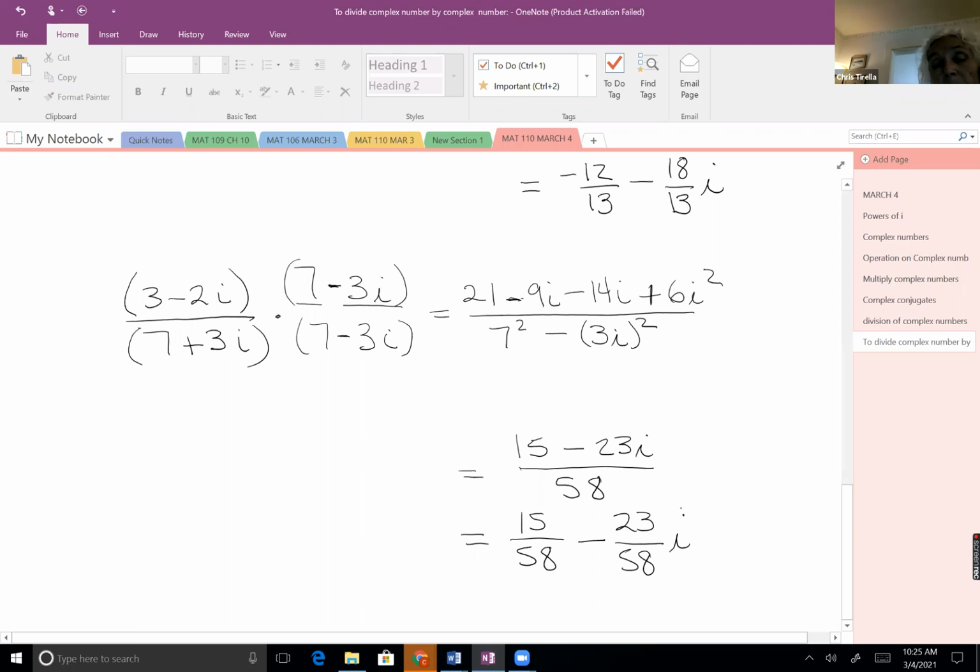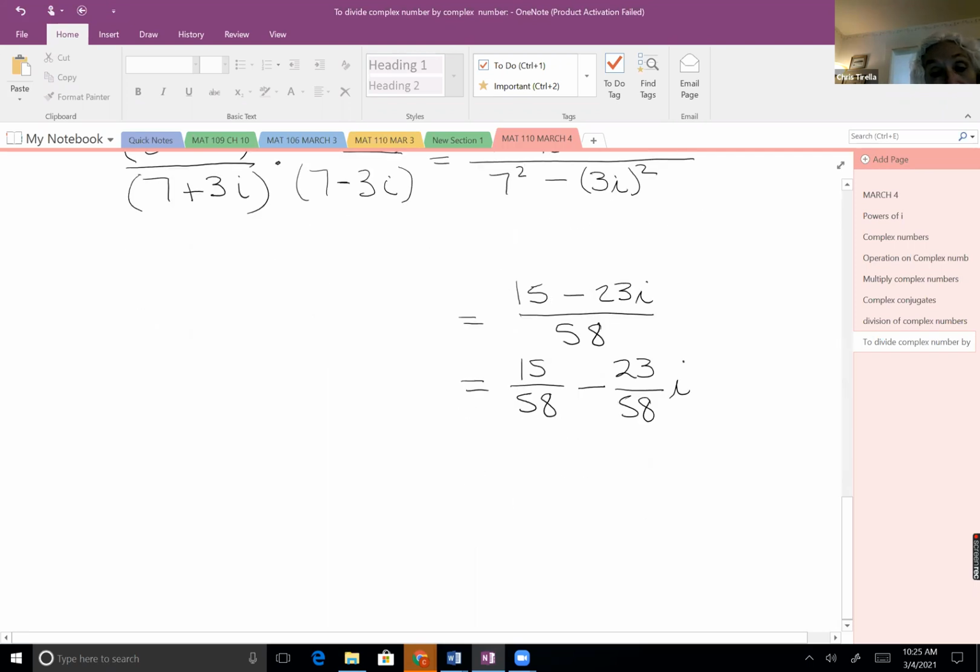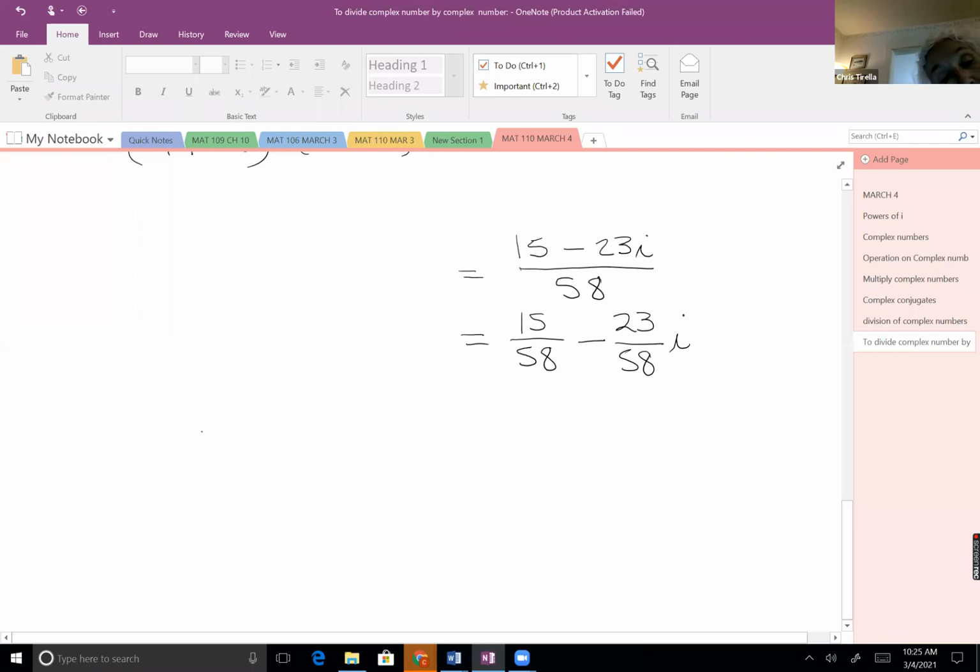Did anybody else get 15 over 58 minus 23 over 58i? Yeah, I did. Great. Then one more. What if I have 11 plus 3i over 2i? I'm not going to just put each of those over 2i. I've got to rationalize this denominator.